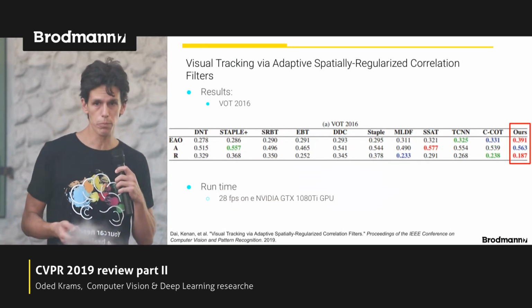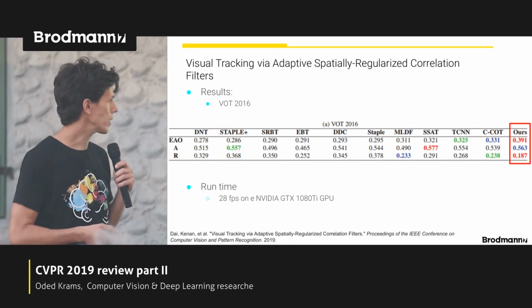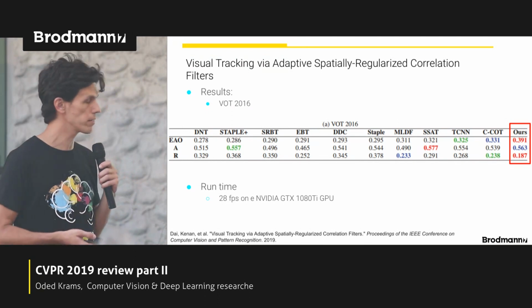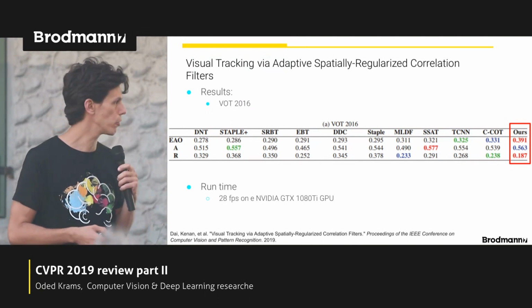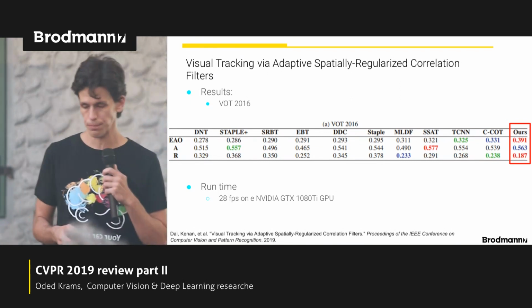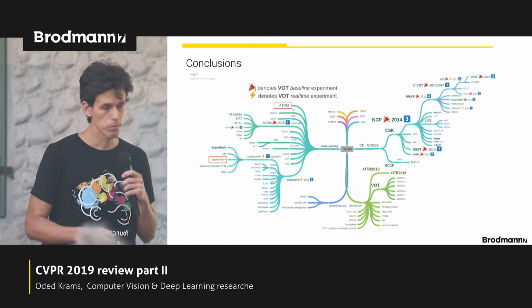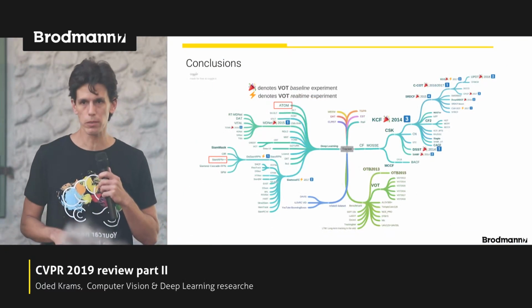So they also improve results compared to previous methods. They also improve the robustness, which we didn't see before. And they also run almost in real time on GPU. So these are the papers I want to talk about.